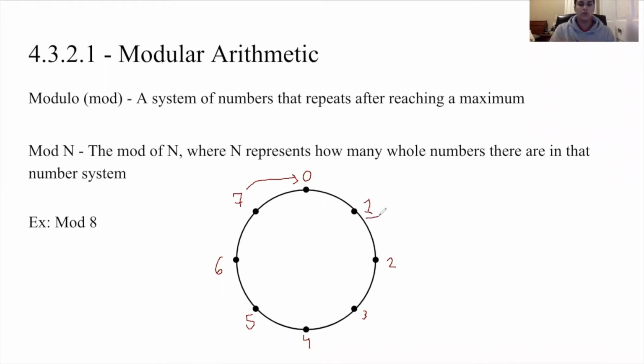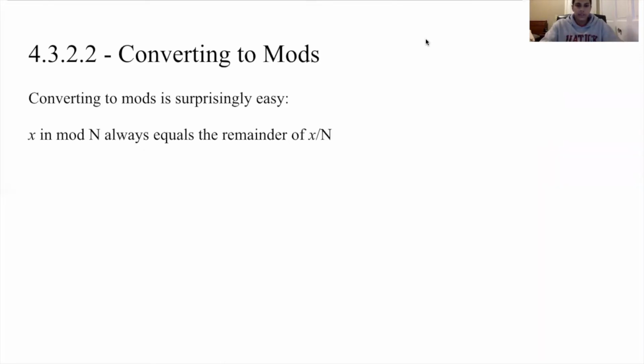We'll talk a little bit more about how to determine what numbers equal what in certain mods later. But essentially, this is how a mod works. Once you reach the maximum number in that mod, you start repeating from the beginning again. And the mod number, which is n in this case, or 8 here, represents how many numbers there are in that number system.